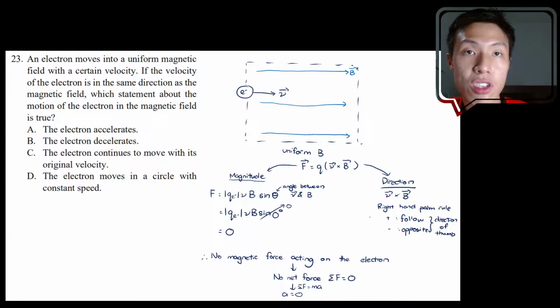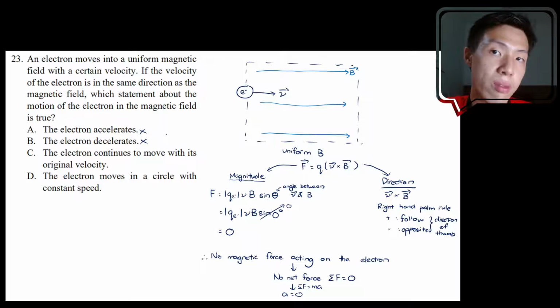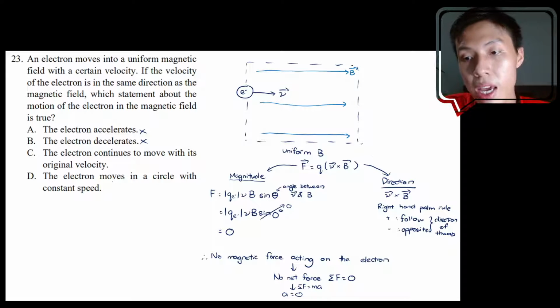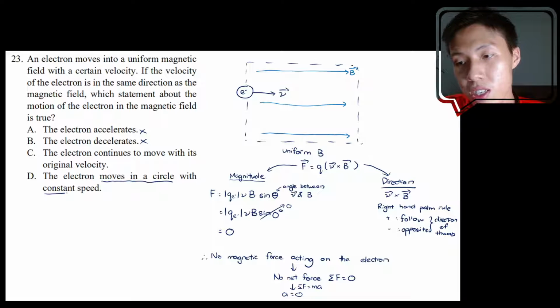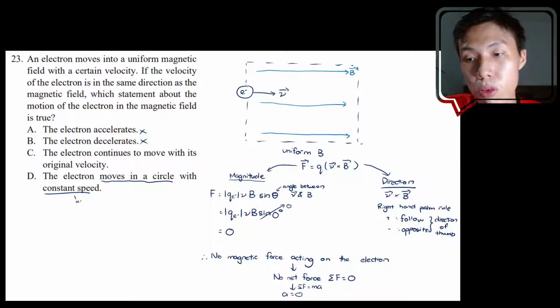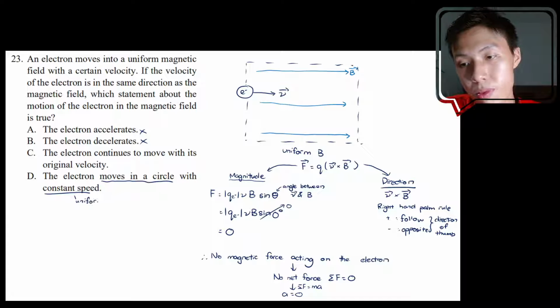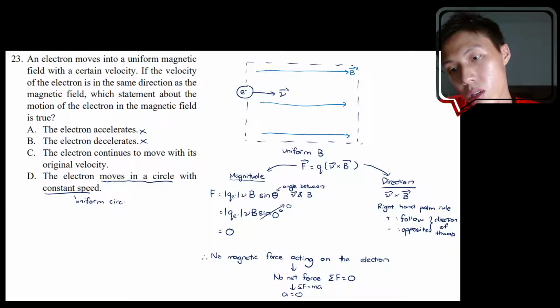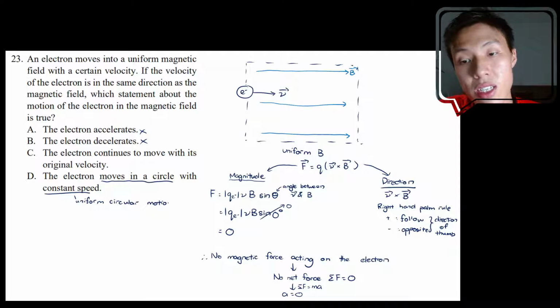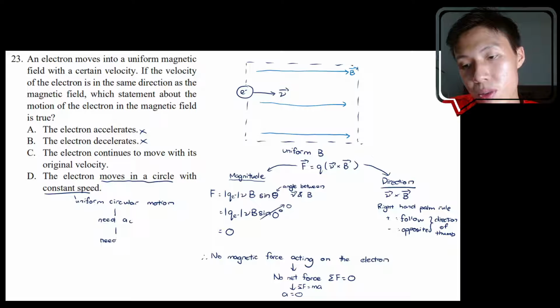Because the acceleration is equal to 0, you know it won't accelerate, and it won't decelerate, because that would mean acceleration is not 0. But in this case, the acceleration is 0. And if you see it move in a circle with constant speed, you know this is uniform circular motion. If this is uniform circular motion, you need centripetal acceleration, and if you need centripetal acceleration, then you need a centripetal force.